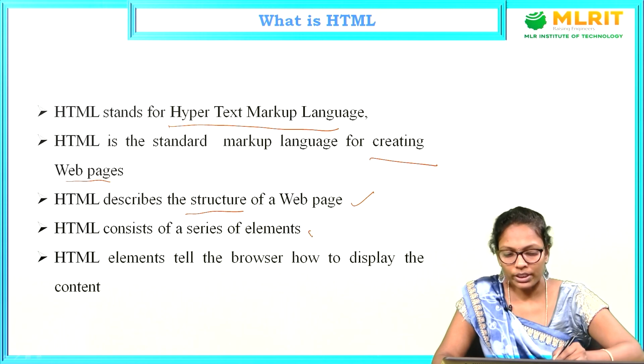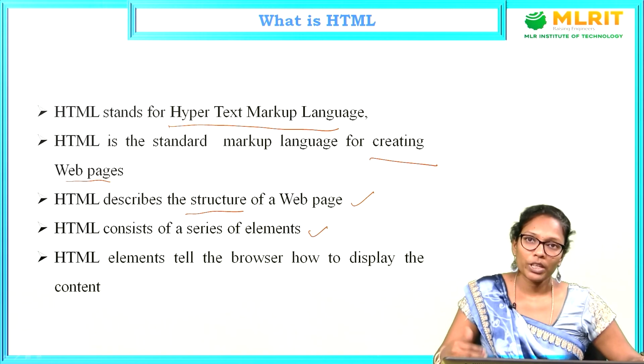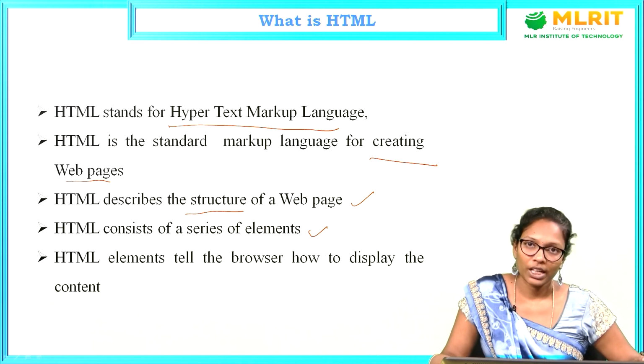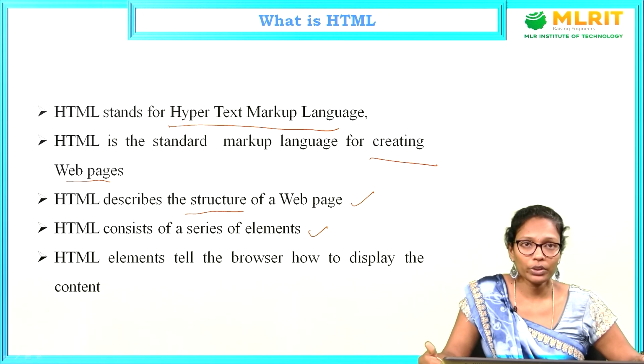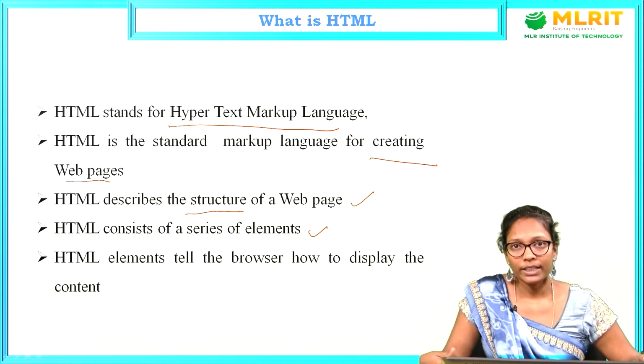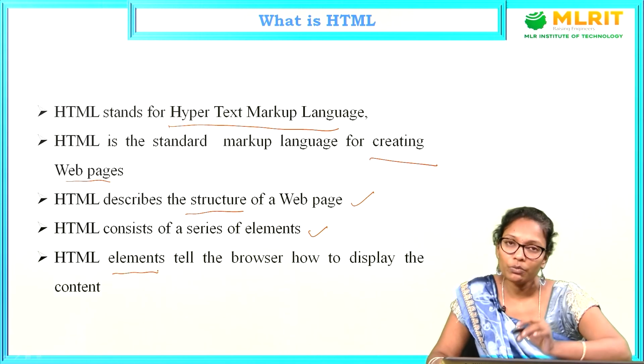It will also contain a series of elements. Based on your requirement, we use different types of elements here. If you want to create a table, we use the table tag. If you want to create a list of elements, you can use the list tag. If you want to add an image, like that, based on your requirement, we use different types of elements here. So what do HTML elements inform the browser?